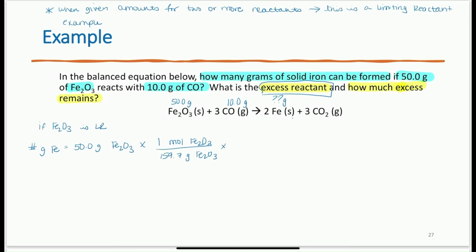Now, this is a balanced equation. The question tells me it's balanced, so I don't have to worry about that. Now I can go ahead and convert to moles. 2 moles of iron for every 1 mole of iron 3 oxide. So for every 1 mole of iron 3 oxide reacted, I produce 2 moles of iron. Convert this to grams of iron, 55.85 grams of iron to 1 mole of iron. This gives me 35.0 grams of iron.